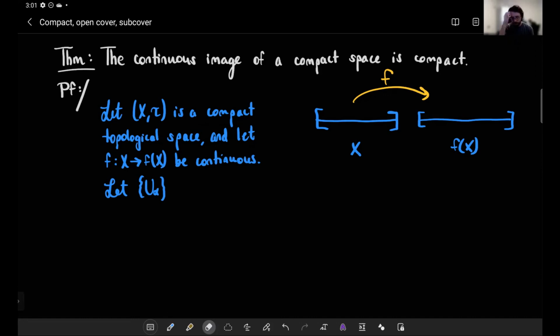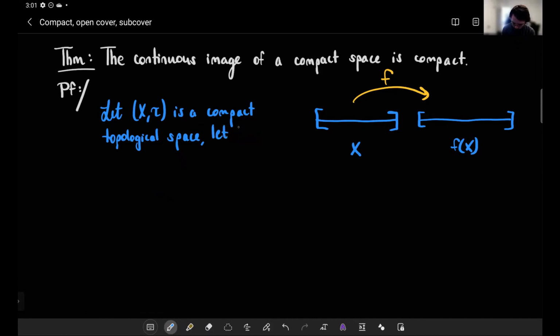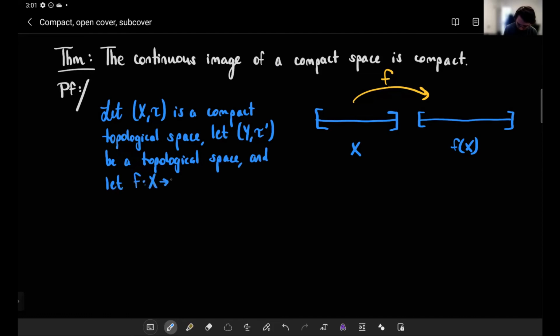All right, if I want it to be open, I guess I need to say that there's some topology on the codomain. So maybe I will be more precise here. Let's call our codomain Y with the topology tau prime. I don't know anything about it. And let's just say F goes from X to Y, just to be more general. That's a continuous function. Okay, so that handles notation.